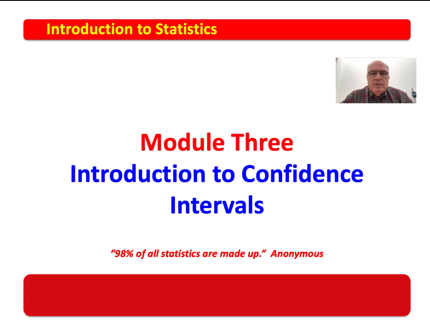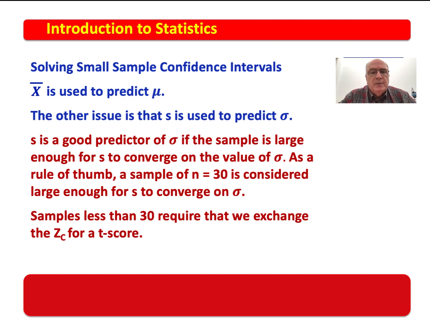As we finish up Module 3 on Introduction to Confidence Intervals, it behooves us to look at one last issue, and that is actual sample size. As we work our way through these problems, we've used X bar to predict mu. That is our goal: to take a sample and use the sample mean to predict the population mean, because we don't know the population mean.